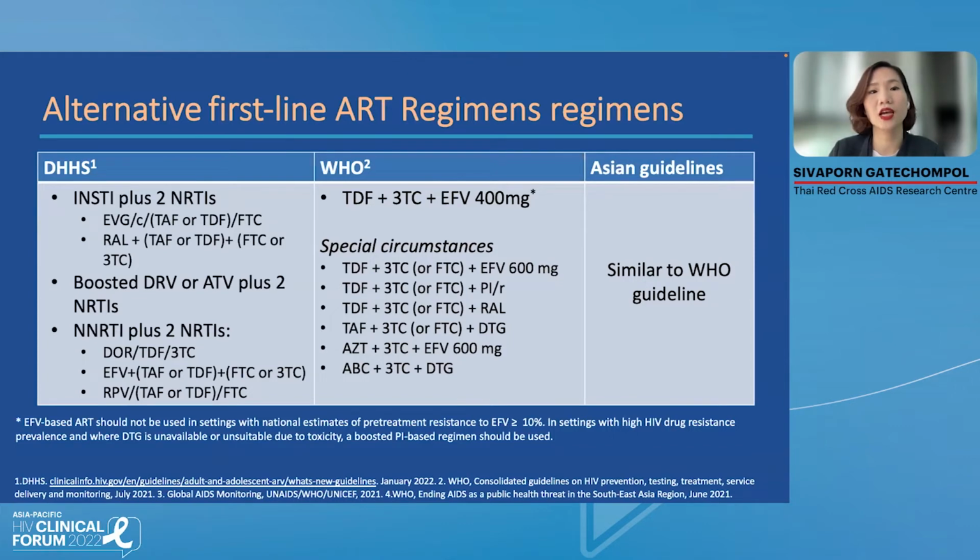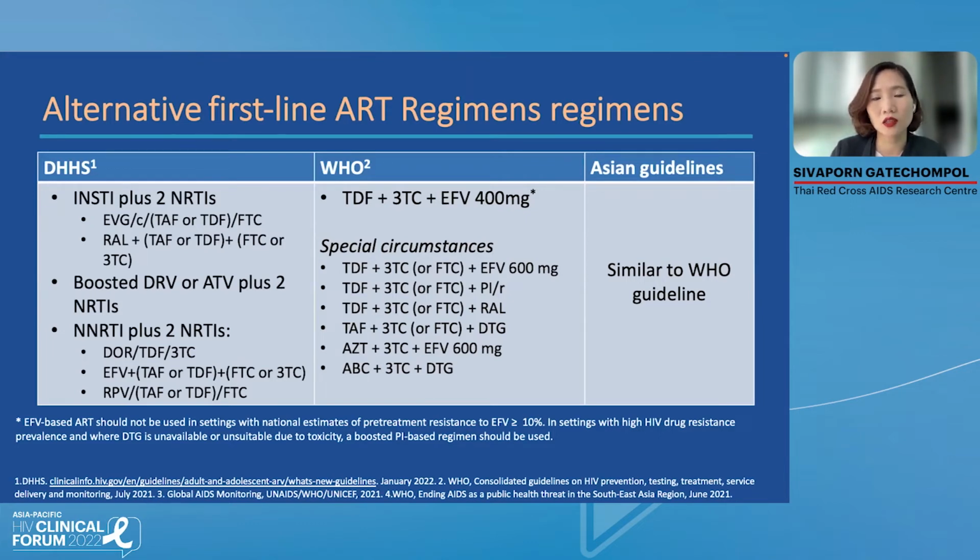For the alternative first-line ART regimens, the DHHS guideline recommends other two-NRTI regimens such as elvitegravir and raltegravir, and also boosted darunavir and atazanavir plus 2 NRTIs, and also NNRTI plus 2 NRTIs in a fixed-dose regimen such as doravirine, efavirenz, and rilpivirine. And for the WHO guideline, the alternative first-line ART regimen is TDF plus 3TC and efavirenz 400 milligram. And other regimens can also be used in special circumstances, for example, to consider for people with established osteoporosis and/or impaired kidney function.